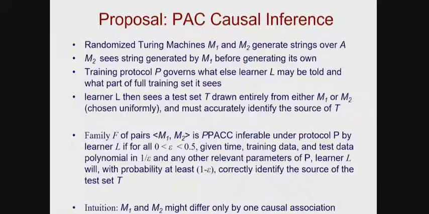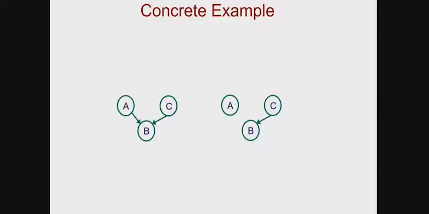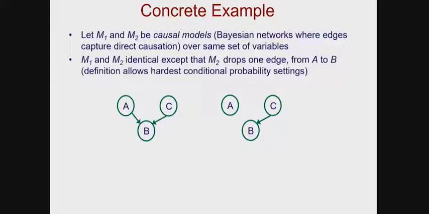The first few results I'm going to show you are not really groundbreaking, but they're kind of a minimum bar. A model would be lousy if it didn't give you at least these. So suppose we have two Bayes nets that differ by one arc. Those are our causal models. These Bayes nets can generate data. These can be our randomized Turing machines.